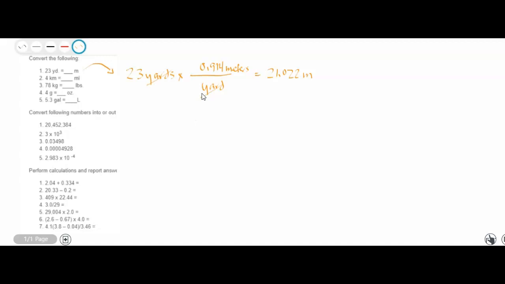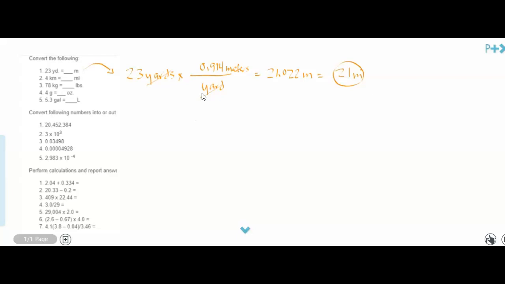fewest number of significant figures. This has plenty. This only has 2. I'm going to record it to 2 significant figures. That would be 21. If this was 21.6, I'd round it up to 22. Don't forget your units. Circle your answer, and you're good to go.